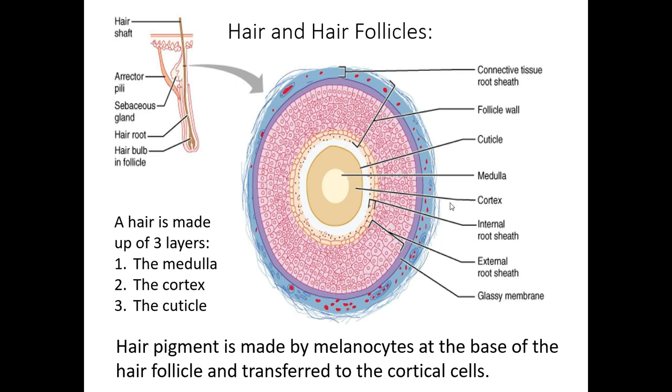Here, as we look at the hair and hair follicle, we see a lot of the different structures that are located there. Here are the three layers that make up hair follicles. They are the medulla, the cortex, and the cuticle. The medulla is the innermost layer of the hair shaft. It's nearly invisible and is the softest and most fragile. It serves as the marrow of the hair.